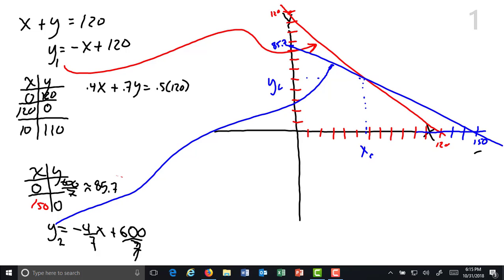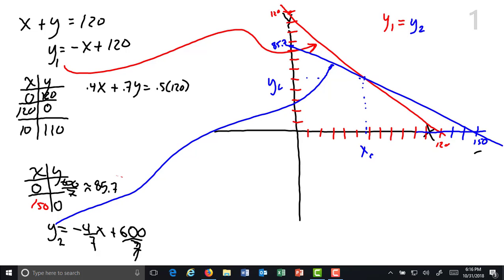Okay. So what do I know about this? What do I know about this point? What about the two lines at this point? They're equal to each other. So that's when one line equals the other line, and only at that point.